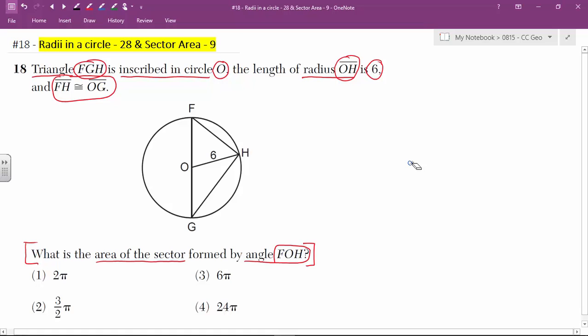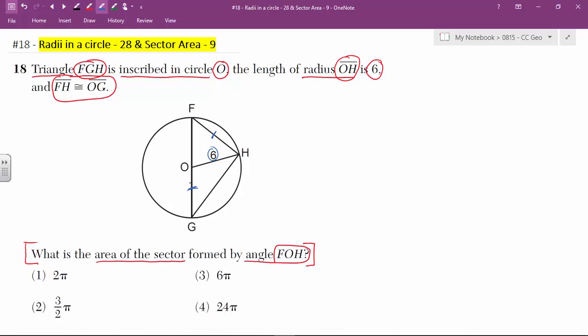All right, problem 18. Triangle FGH is inscribed in circle O. The length of radius OH is 6. They kind of show us that right there. And they tell us FH, this thing, is congruent to OG. Great. So as I read, I just took the information and put it in the diagram, annotated.